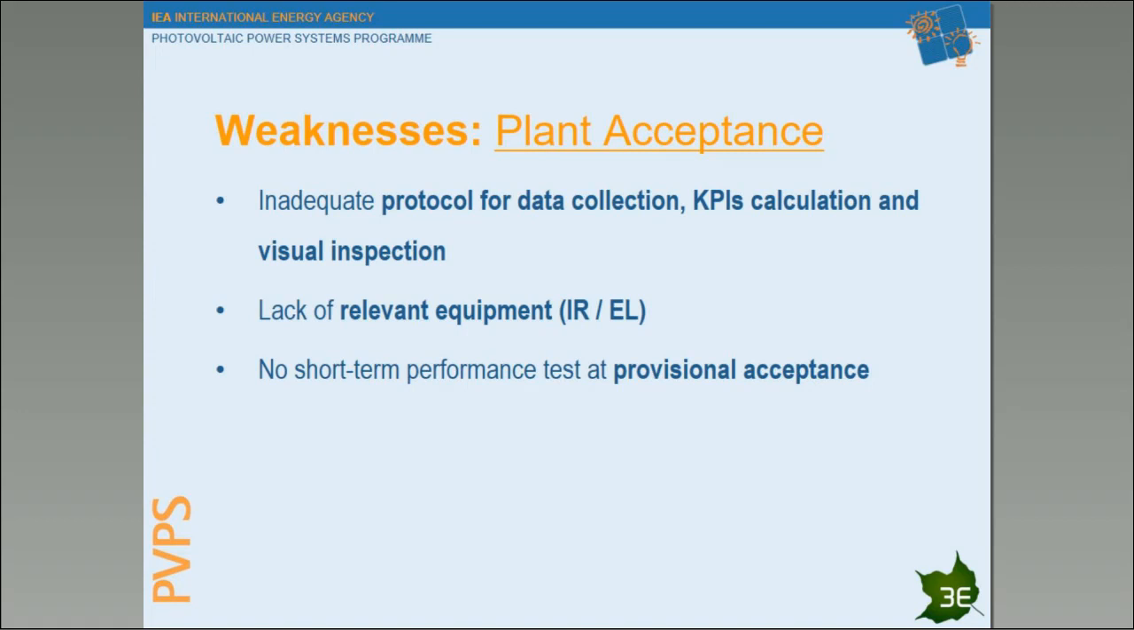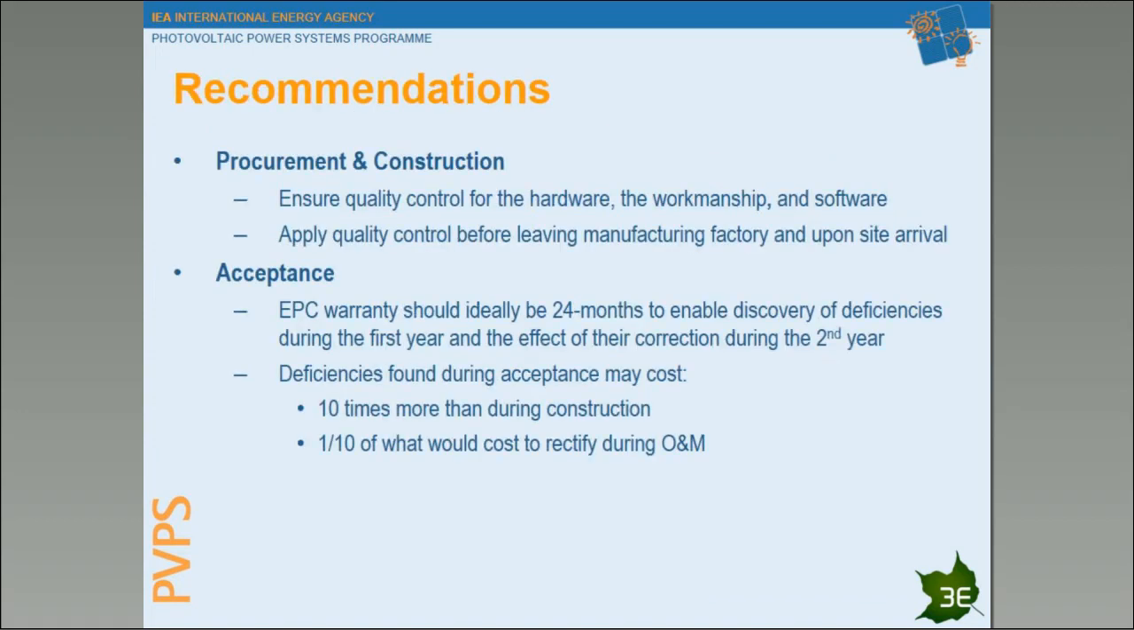During the plant acceptance, we also observed some weaknesses, like inadequate protocol for data collection. Data is now a topic that is more and more common, but the protocol for the collection of data and the calculation of key performance indicators like performance ratio or availability, or even visual inspection, is often not fully or correctly defined. We also observed a lack of relevant equipment, for example infrared imaging or electroluminescence devices. And in some cases, we even observe a lack of short-term performance tests at provisional acceptance.